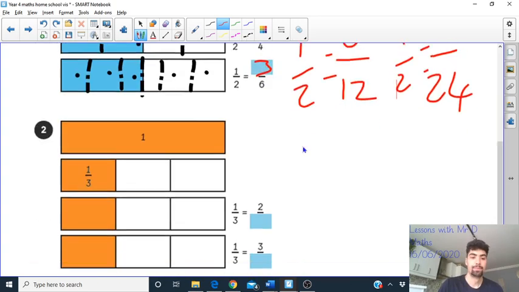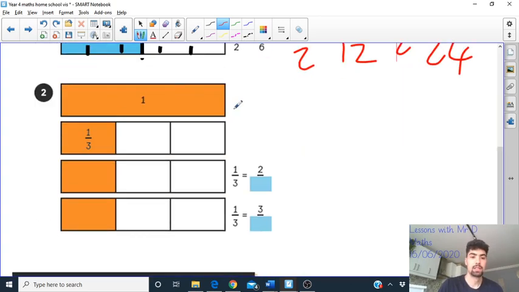Let's try this one then. Thirds. So there's my whole, and there's a third. 1/3 is the same as 2 something. So I've got to split each of my thirds into 2, because my numerator is 2 and I know that it's equivalent to a third, I know straight away that I've got to get this third and make 2 equal parts from it. Then I'm just going to do the same to all my other parts, and that will give me my denominator, won't it? 1, 2, 3, 4, 5, 6.